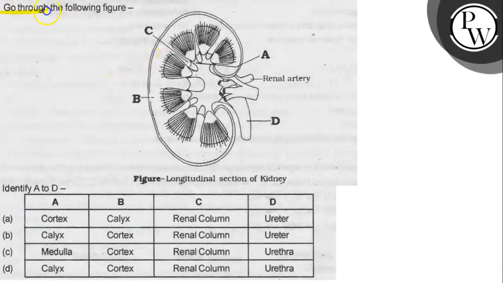The question says, go through the following figure. So this is the given figure. This is the longitudinal section of the kidney. We have to identify A to D. What is A here, B here, C here, and D here? Only the renal artery is given here, so we have to identify all the other parts.